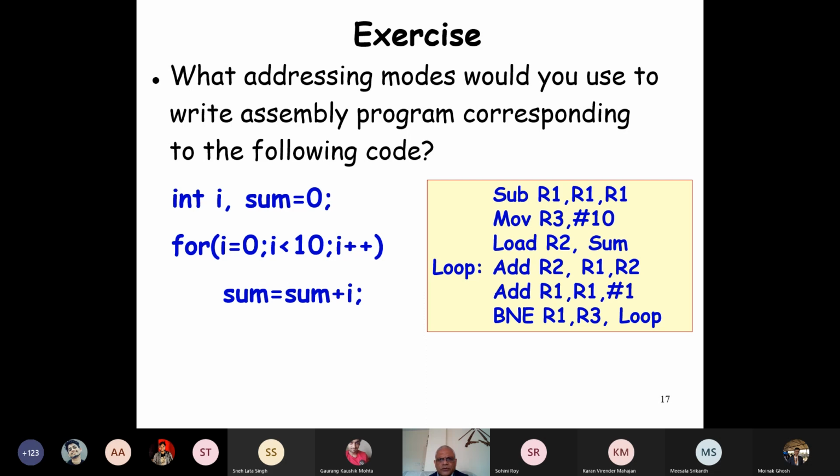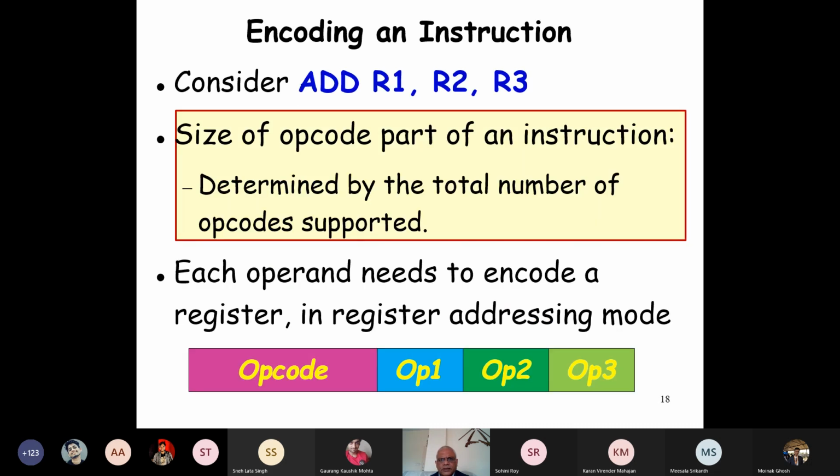So just to write a small program like this, we had to use various types of addressing. Right now, don't worry, we have not yet discussed how to write the assembly code, but in a class or two, we'll be able to write this kind of code. Now let's see, how do we encode an instruction?